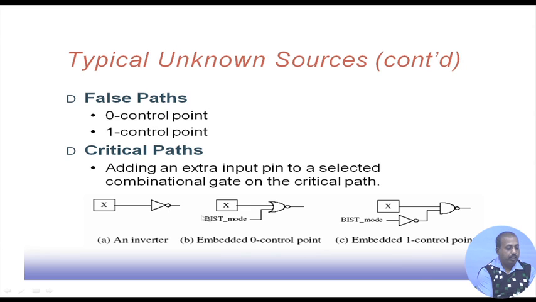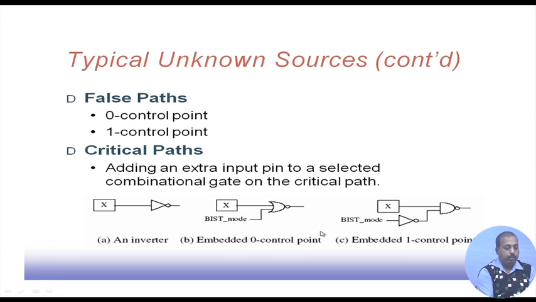Now, if this inverter is there, then one possibility is that we do not want to increase the delay that occurs in the operation of the circuit. So, what we do, we put a NOR gate and the BIST mode control comes here. This way we can introduce an embedded 0 control point. If we want to make this X always 0 at this point, due to the removal of unknown, then we have to do it like this.